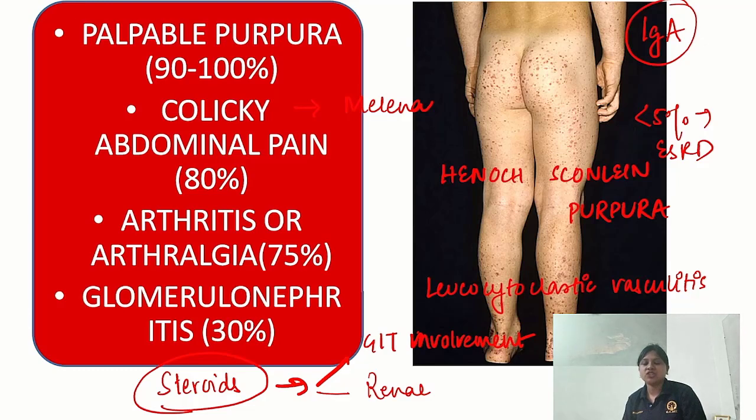So you will remember this image. Seeing this image, it's a palpable purpura. Most common organ involvement is skin followed by GIT. Excellent prognosis. Steroids only given in GIT and kidney involvement. Which immunoglobulin gets deposited in Henoch-Schönlein purpura? The answer is IgA. What type of vasculitis do you get in Henoch-Schönlein purpura? Leukocytoclastic vasculitis. It's a small vessel vasculitis.